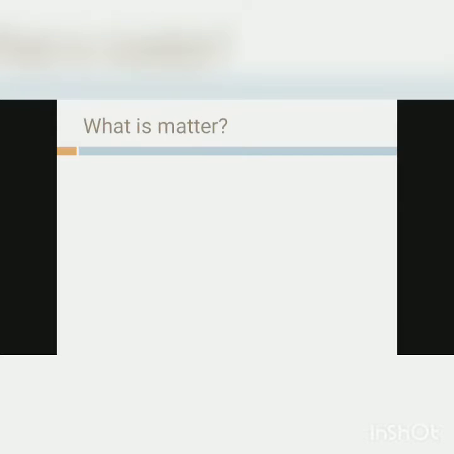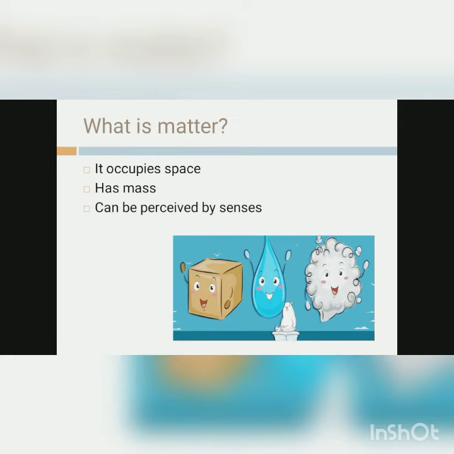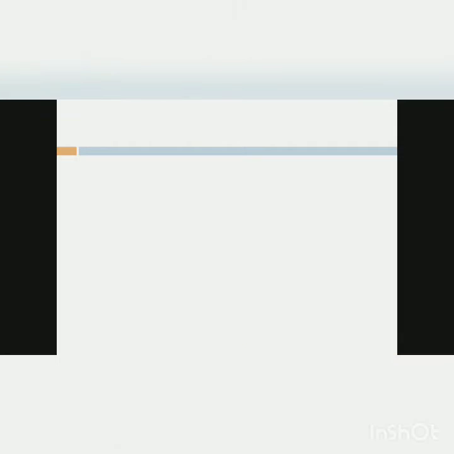What is matter? Matter is something that occupies space, has mass and can be perceived by senses. So, if I have kept a stone on a table, the stone occupies the space on that table. The stone has some weight, so it's called mass, and it can be perceived by the senses. That is, we can see the stone, we can pick up the stone, we can touch it. So, this is what is matter.